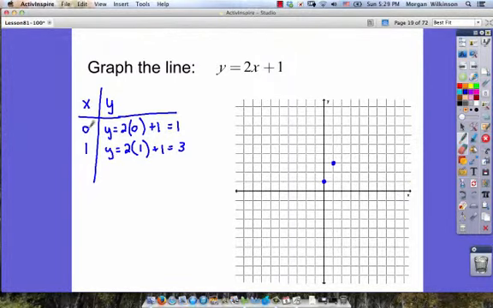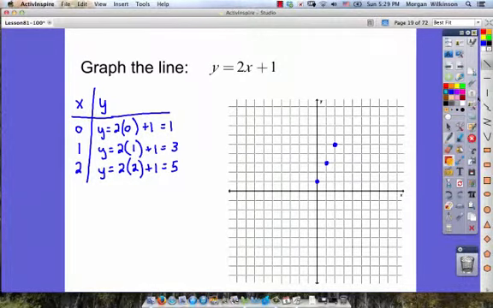So let's go ahead and pick x is equal to 2 for the next one. Y is going to be equal to 2 times 2 plus 1. 2 times 2 is 4, plus 1 more is 5. So when x is 2, y is going to be 5. So we've got our 3 points.